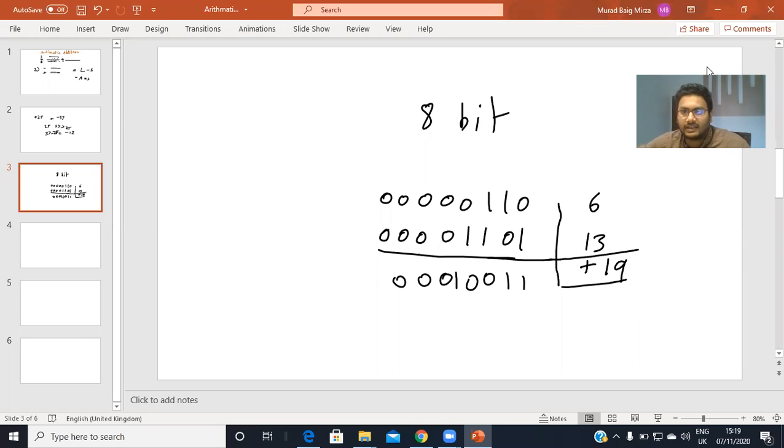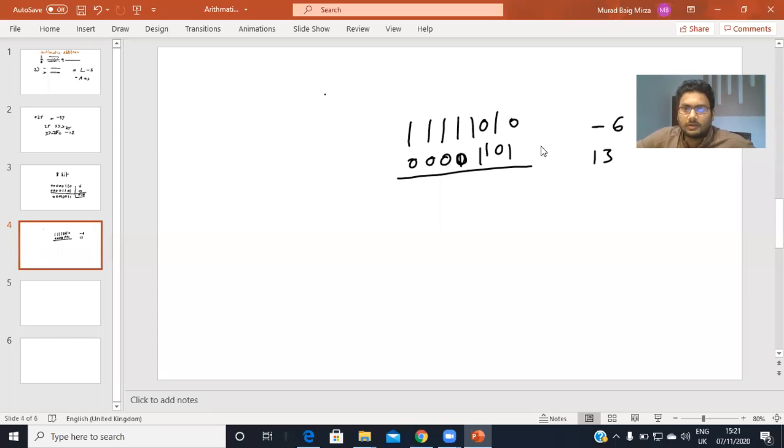Now we will see what will happen if any one of these numbers, or both of them, is a negative number. We will try to solve that question now. We will add two numbers. One number is positive 13, and the other number is -6.